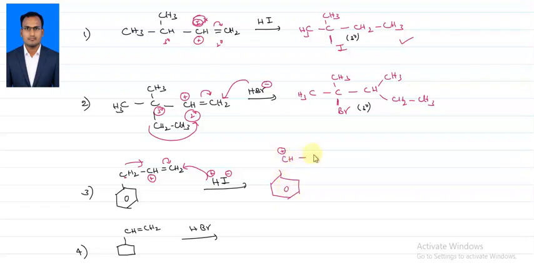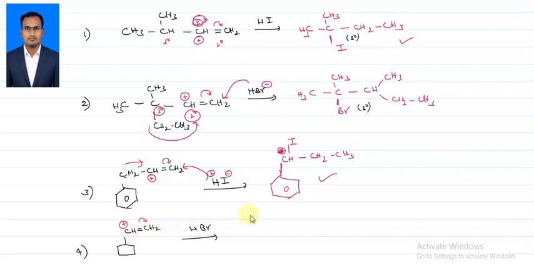CH plus-CH2-CH3, benzyl carbocation. To this carbocation, what has to attack here? I has to attack. Right. So this is the major product. The next one, here this is CH3. Here is the secondary carbocation. Then what about this one? If the secondary carbocation is there, the rearrangement can take place here.